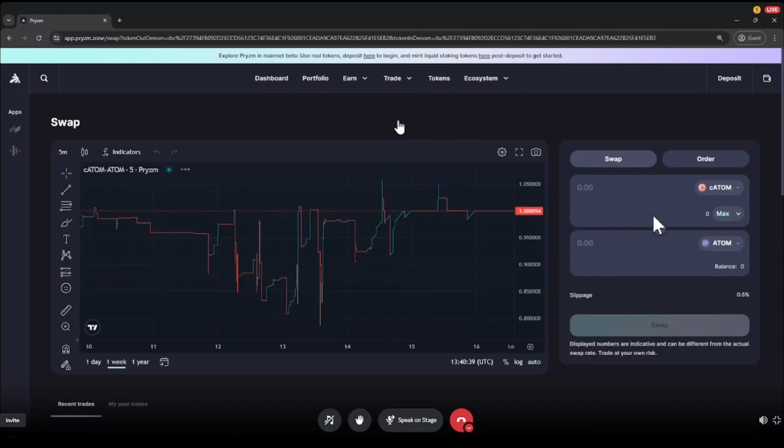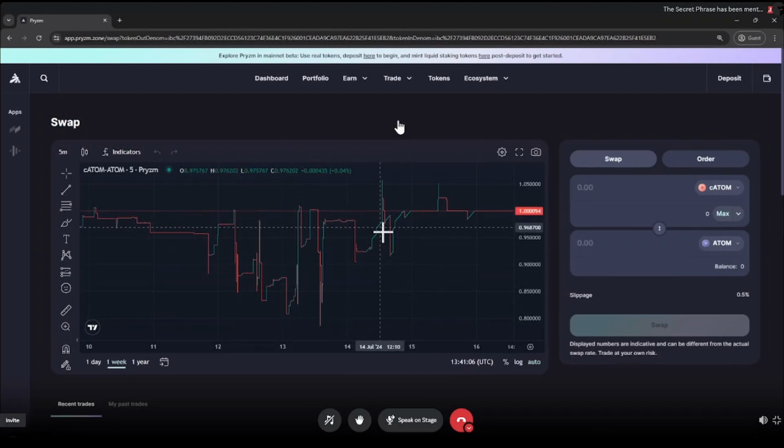Like, I'll flip the chart around. Say for argument's sake, it's worth 1 here. We know it's actually the other way around. This is ATOM versus cATOM. So this means that 1 cATOM will get you back, say, 1.02 ATOM. And what you can see here is the price has moved around a huge amount.